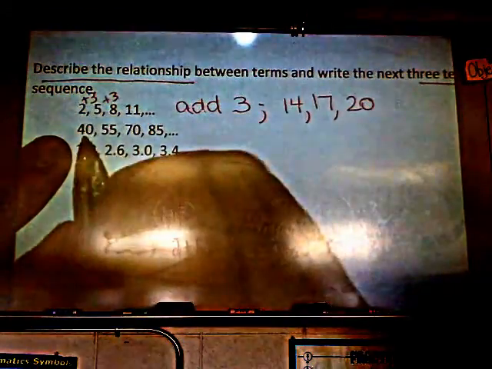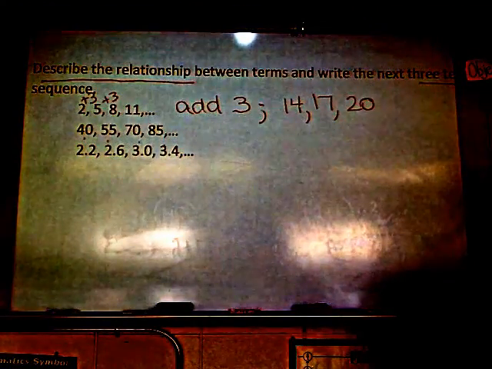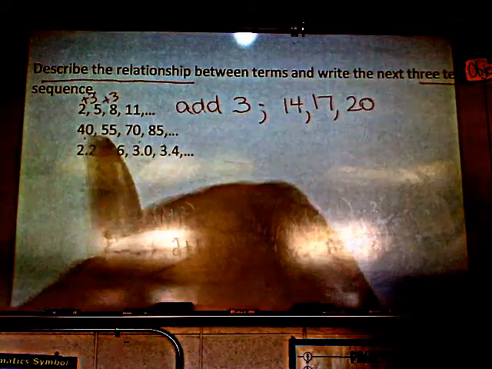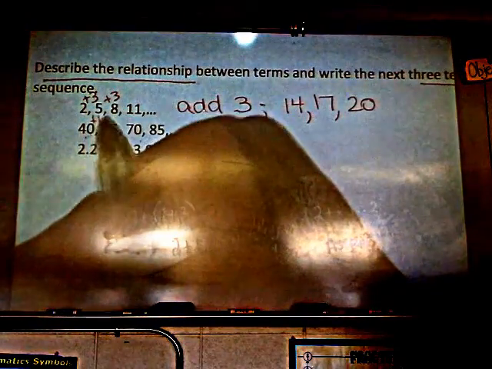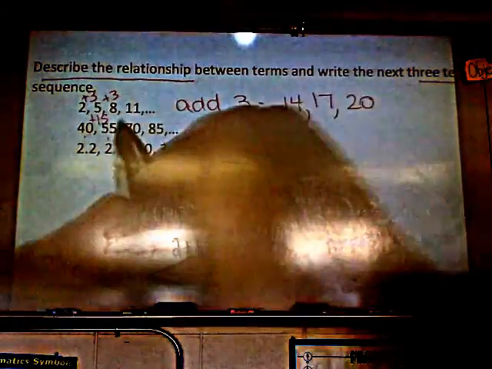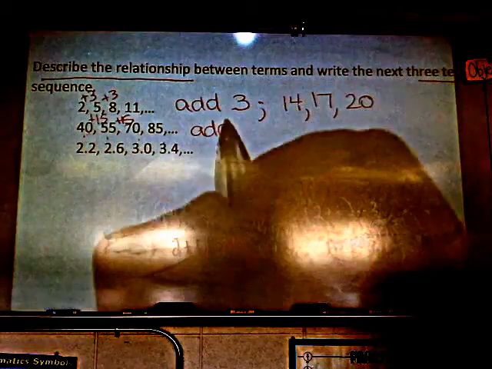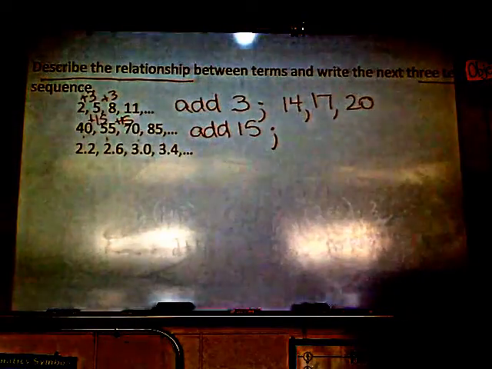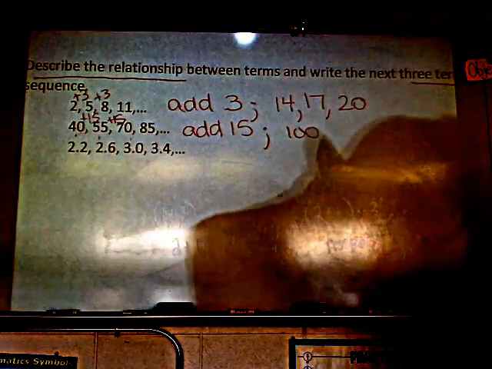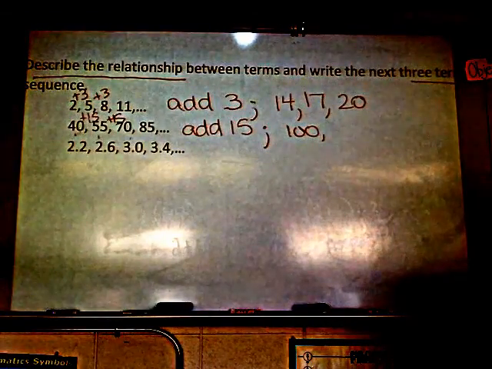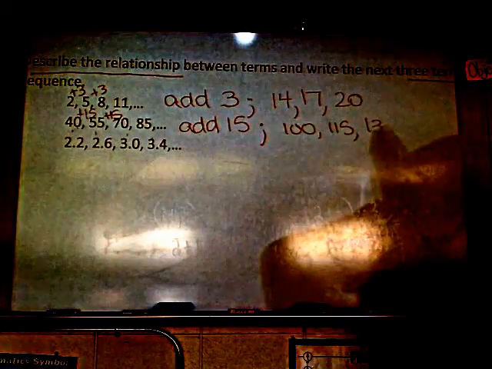Okay, next one, 40, 55, 70, 85. My numbers are getting bigger, so chances are I'm probably adding or multiplying. If I look at the difference between 40 and 55, that would be 15. So if I take 40 plus 15, it would give me 55. 55 plus 15 would be 70, and so forth. So my relationship is going to be to add 15. And then my next 3 terms, if I'm at 85, 85 plus 15 would be 100. 100 plus 15 would be 115. And then 115 plus 15 would be 130.